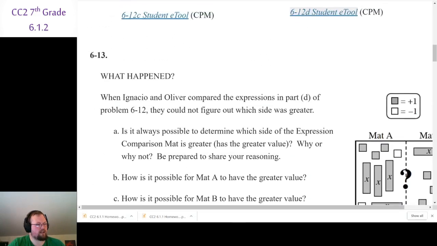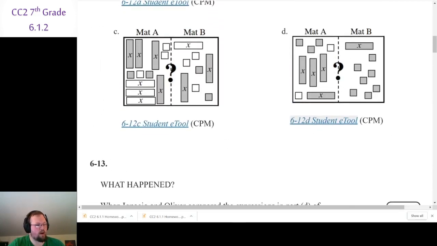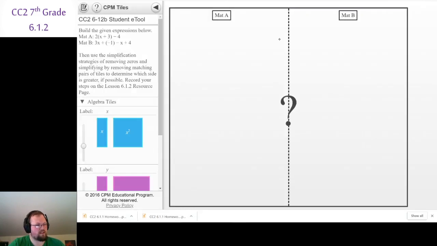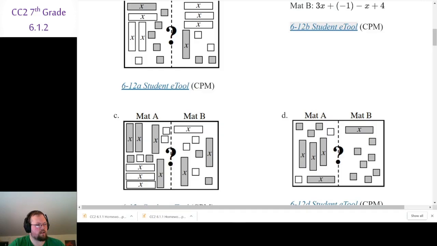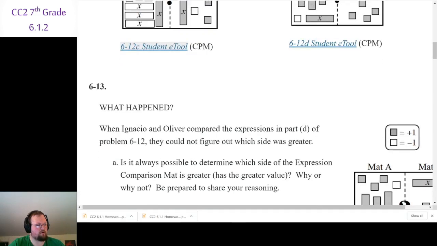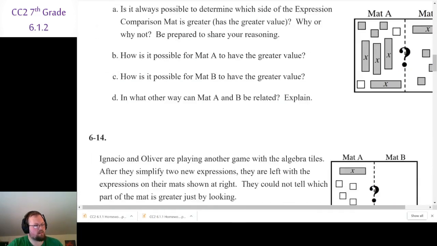Again, I would like you to try doing a couple of these. Just grab the student e-tool off of this and build the expression. Most of it's done for you if you click on these. You can just click on the student e-tool and then just practice. Group them up. Grab the positives, grab the negatives, remove them, and then see if you can get the right expressions.